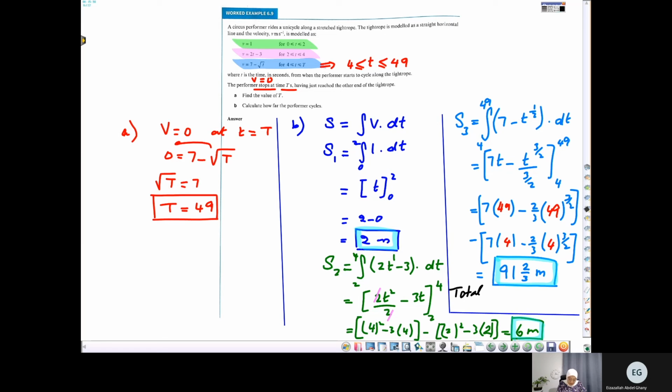So total, what's the meaning of how far? It means S equals question mark. Okay, so total distance is equal to 2 meters plus 6 meters plus 91 and 2/3. It will be 99 and 2/3 meters. Ta-da-da! Let's go to the next one.